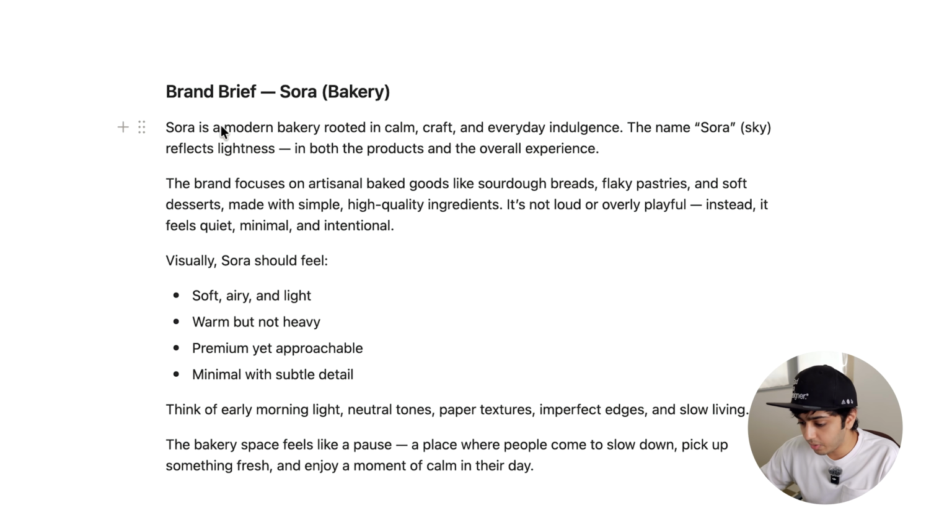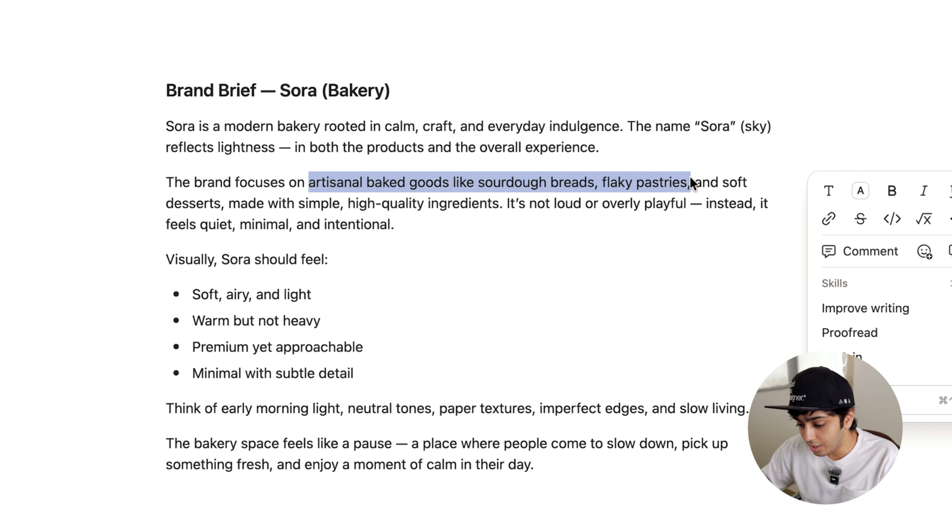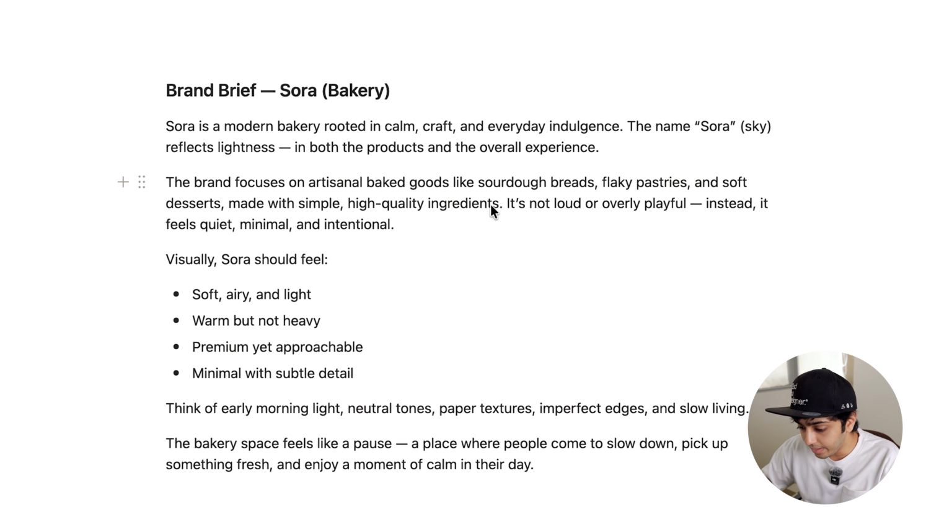Okay, so brand brief. Sora is a modern bakery rooted in calm, craft, and everyday indulgence. The name Sora, Sky, reflects lightness in both products and the overall experience. You have to keep that in mind. It focuses on artisanal baked goods like sourdough breads, flaky pastries, soft desserts, high quality ingredients. It's not loud or overly playful. Instead, it feels quiet, minimal, and intentional.